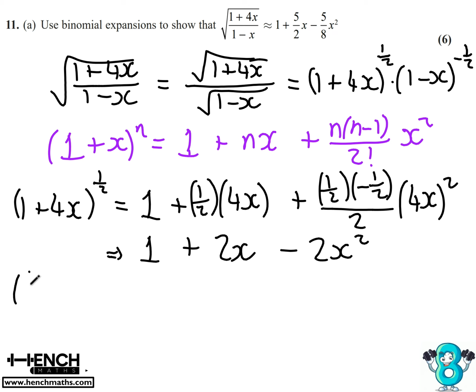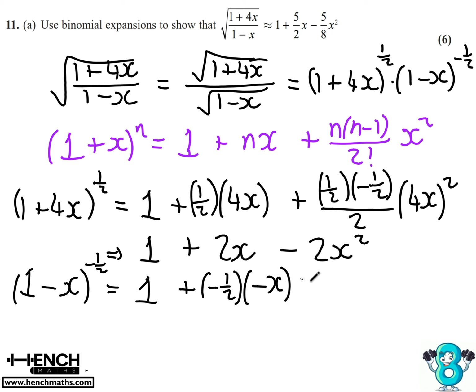Let's now expand 1 subtract x to the power of negative a half. So that's going to give us 1 plus n, which is negative a half, times x, which is negative x, plus n subtract 1, minus a half subtract 1 is minus 3 over 2, all divided by 2 factorial, which is 2, and then negative x all squared.